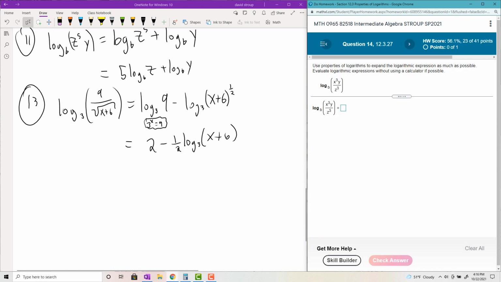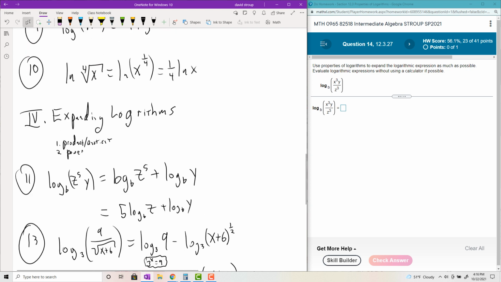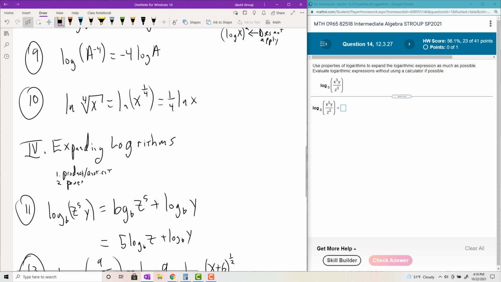This guy, so I think number 14, we have log base b of x cubed y all over z cubed. Okay. So again, first I'm going to break it up. I'm going to do the quotient rule. So I guess I'd usually do the quotient before product. So let me rewrite this just a little bit if you don't mind.